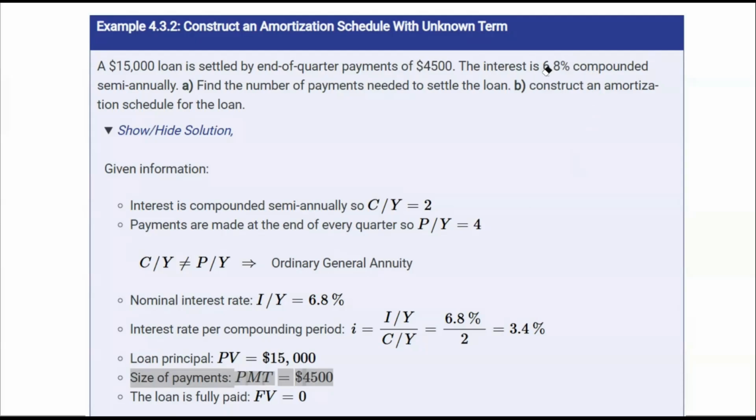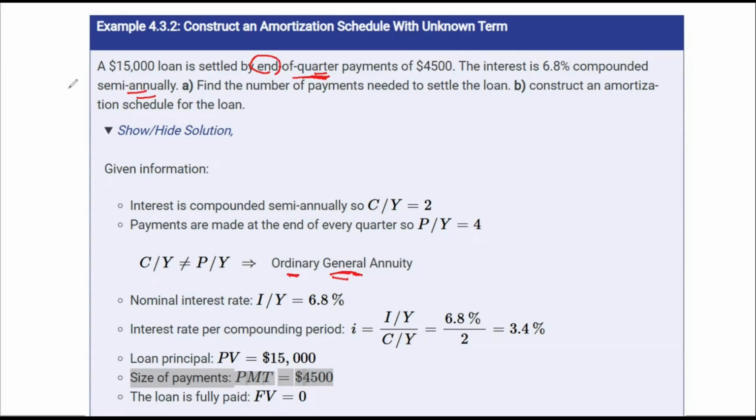So they give you the interest rate, and the interest rate is compounded semi-annually. Please note that, right? But we are paying quarterly. So because of the difference there, we are dealing with a general annuity, right? Ordinary comes from the fact that you are paying at the end of the quarter. And the general comes from the fact that the payment is quarterly, but the compounding is semi-annual. It's because of the payment period and the compounding period. They are not synchronized.